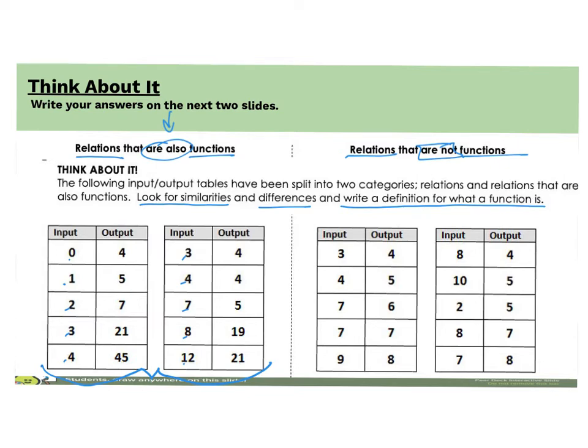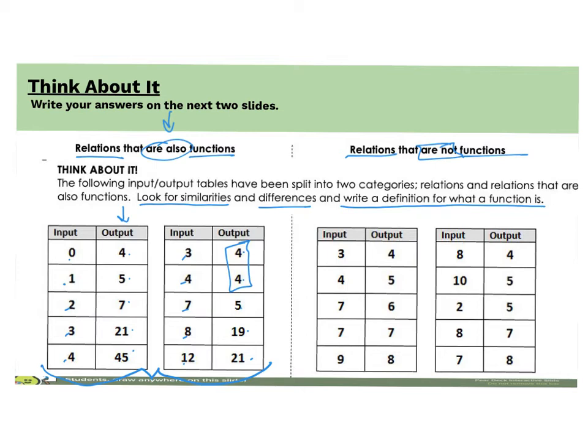So for my outputs, let's see. I have 4, 5, 7, 21, and 45. No real pattern. Then I have 4, 4, 5, 19, 21. So this is different. I notice that an output repeats. I don't know if that's important, but I notice it.